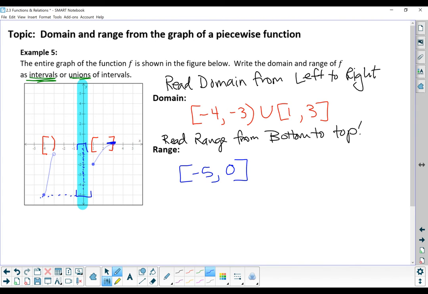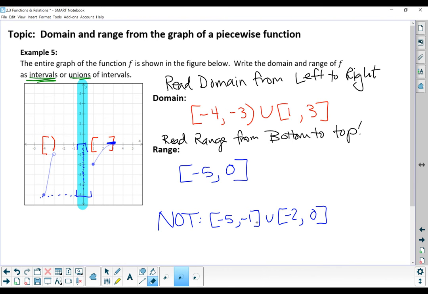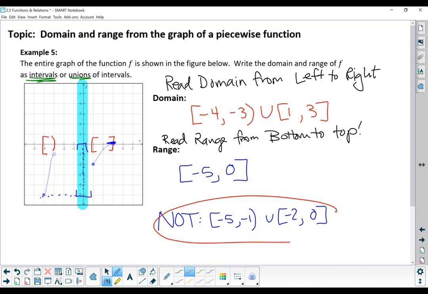So a lot of times people will try to break this into two pieces, but it is not from -5 to -1 and from -2 to 0. That is incorrect, because even though we see those two pieces, there's absolutely not a gap. It covers everything from here all the way to here, and it covers everything from here all the way to here. There is no gap in there.